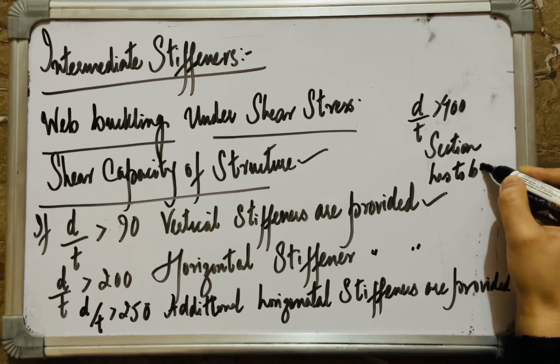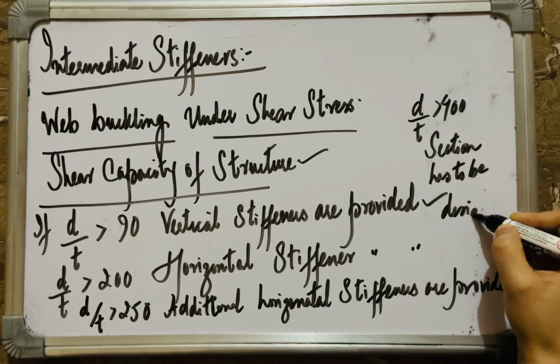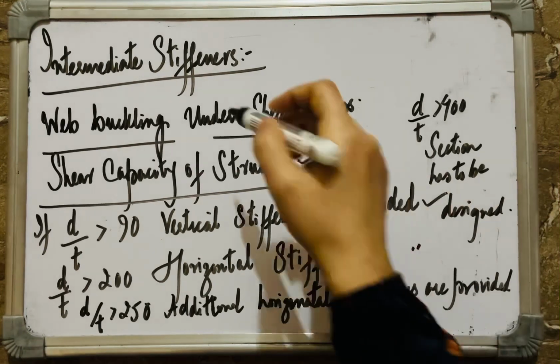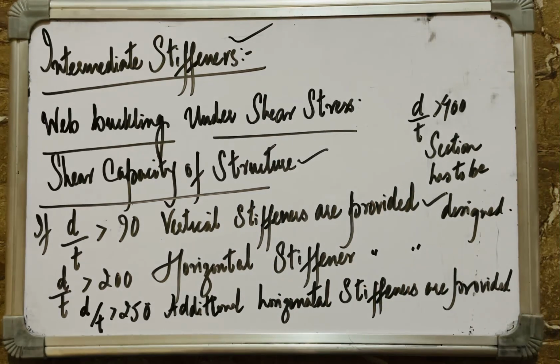So please note that the intermediate stiffeners that we have to provide in our steel truss bridge are dependent on the ratio D by T. If it's greater than 90, we have to provide the vertical stiffeners. If it's greater than 200, we have to provide the horizontal stiffeners. If it's greater than 250, we have to provide the additional horizontal stiffeners. And if it's greater than 400, then the section has to be redesigned.